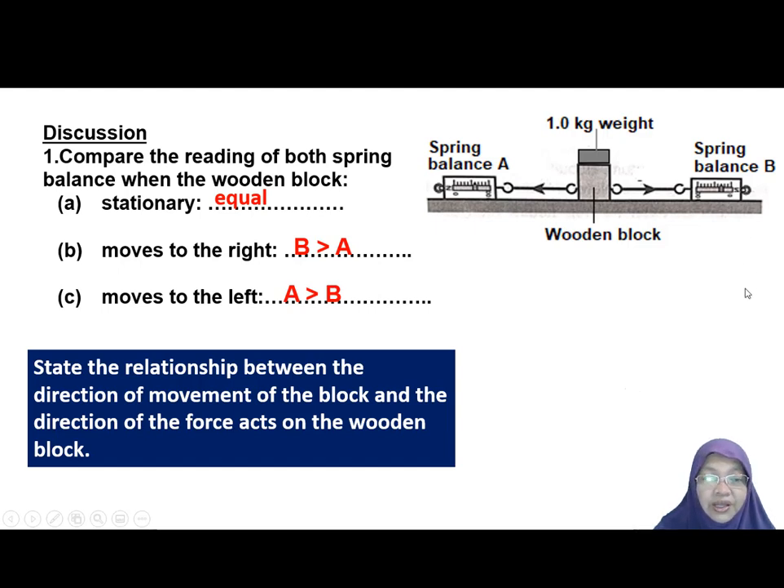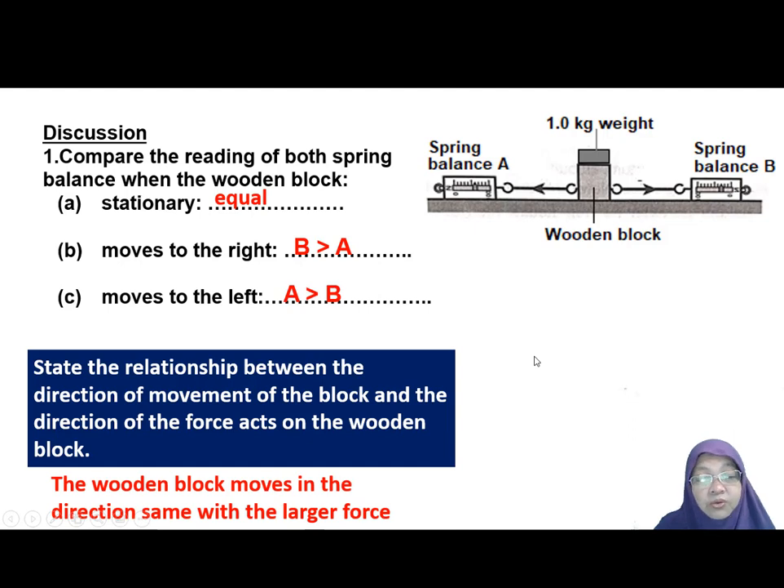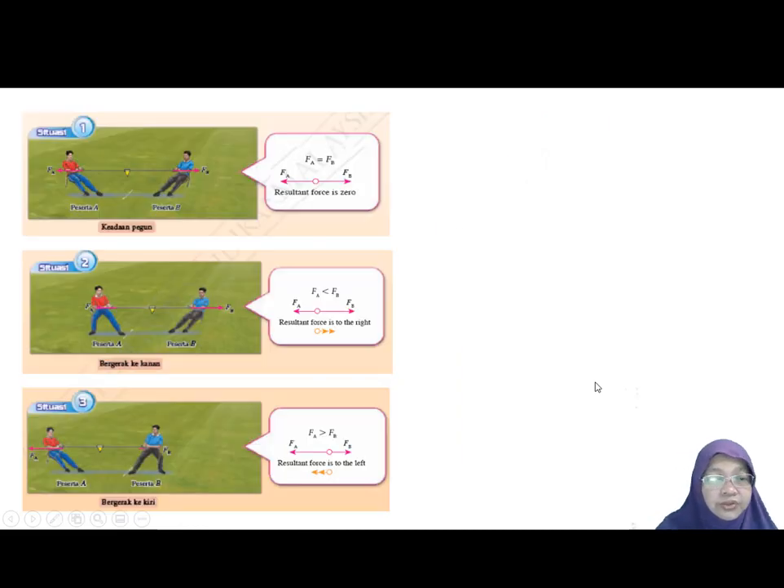5 Newton. Right. So as a result, state the relationship between the direction of movement of the block and the direction of the force on the wooden block: the wooden block moves in the direction same with the larger force. If you want to move the block to the right, the force to the right must be bigger than the force to the left. So the wooden block moves in the direction same with the larger force. Okay. So this is the first conclusion.